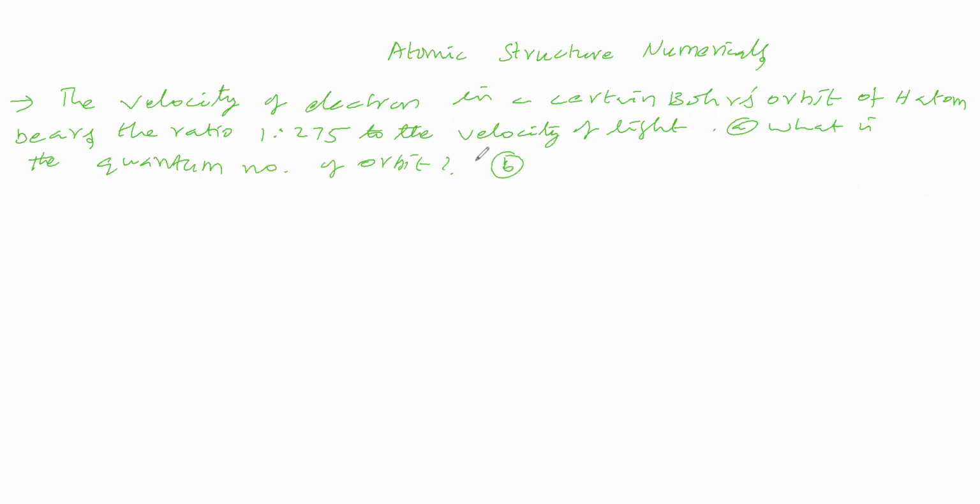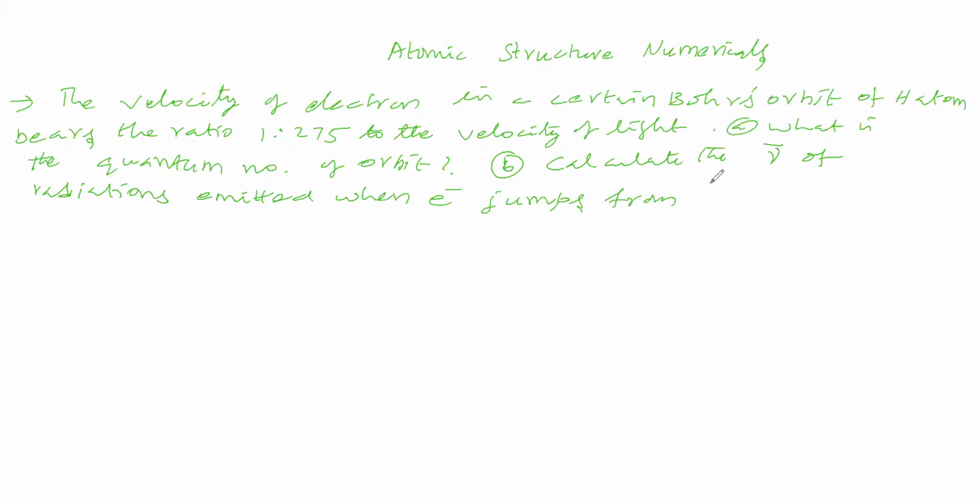Second subdivision. Calculate the wave number of radiations emitted when electron jumps from n plus 1 state to ground state.